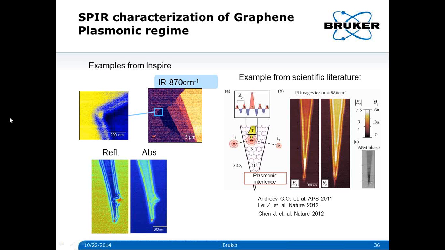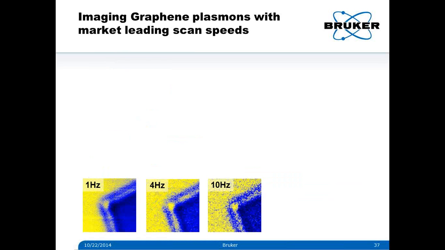People can analyze the plasmonic fringes, and you want to know how far they travel and things like that, and what your amplitude is. You can do that with Inspire easily. What you can also do easily, and this is the last slide, is go to very high scanning speeds without compromising your measurement or destroying the sample. That's not an issue here.